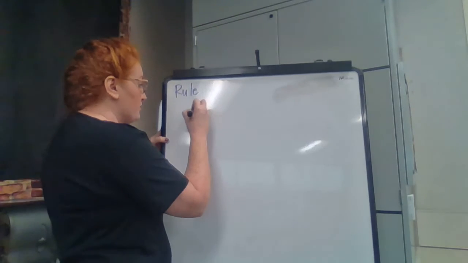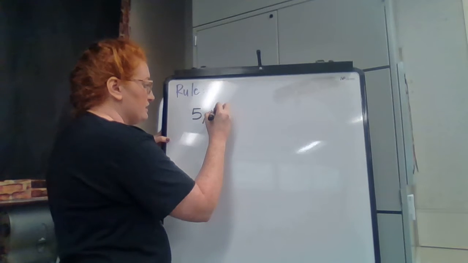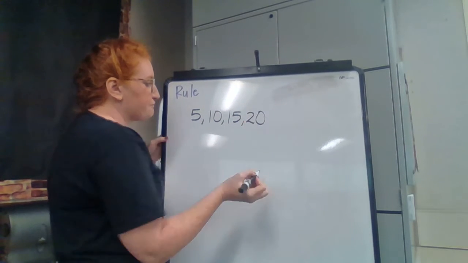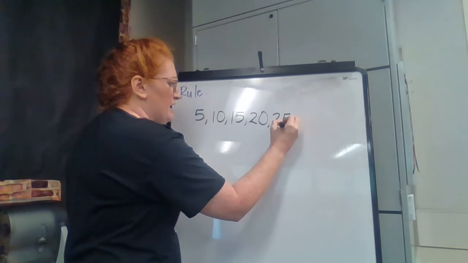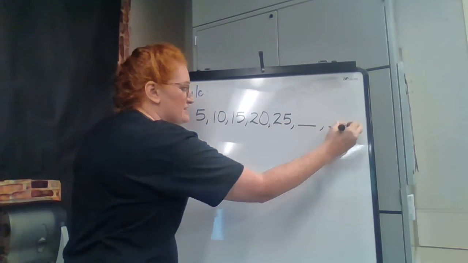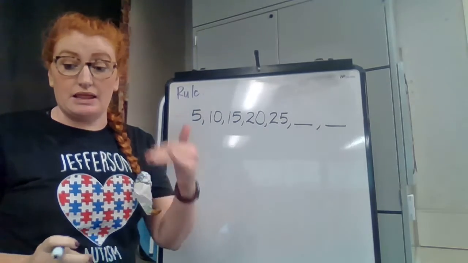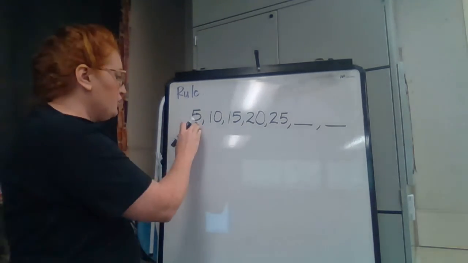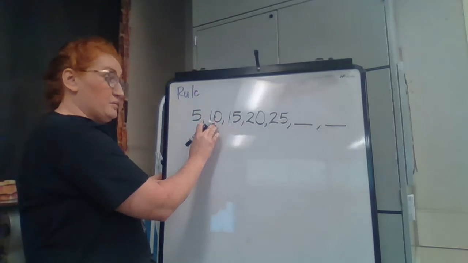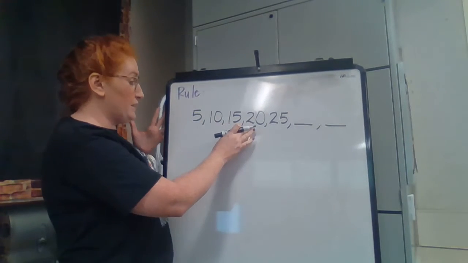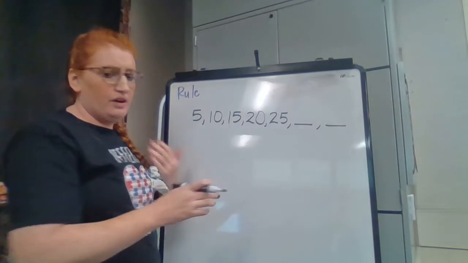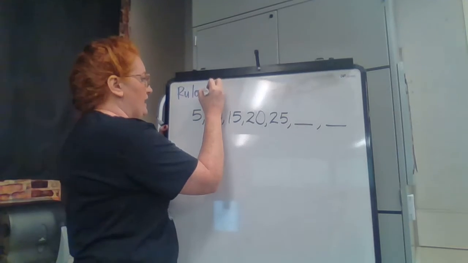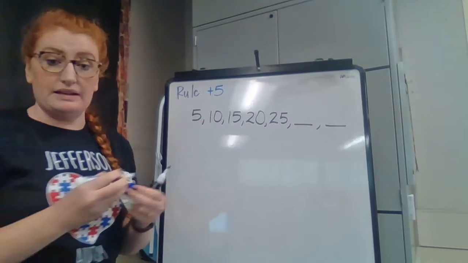So here are our numbers that we're going to start with. We've got 5, 10, 15, 20, 25. Now I want us to find the next 2 numbers in this sequence. In order to do that, we kind of have to figure out the rule. How did we get from 5 to 10, from 10 to 15, from 15 to 20, and from 20 to 25? We use the rule add 5. So our rule is add 5.